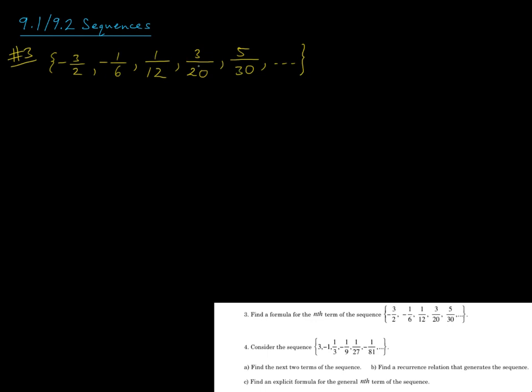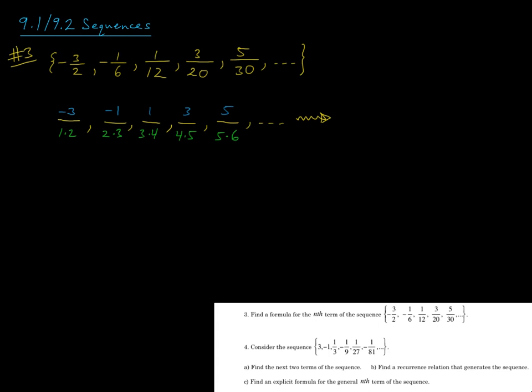This might be a little bit harder to see, but for example, I noticed that 6 is 2 times 3, and 12 is 3 times 4, 20 is 4 times 5, 30 is 5 times 6, and what is 2? Well, 2 is 1 times 2. And so there appears to be a pattern there as well.